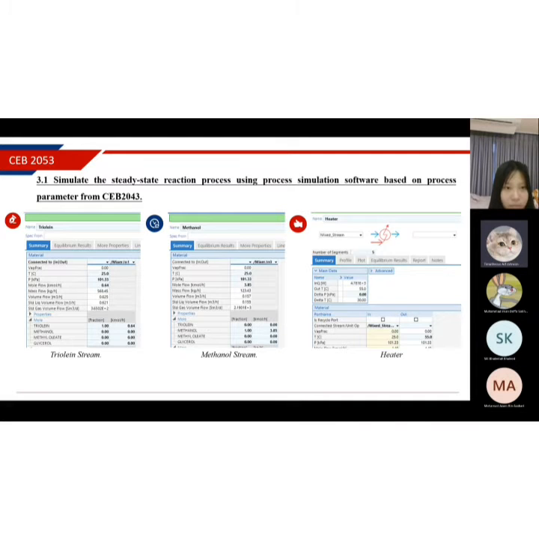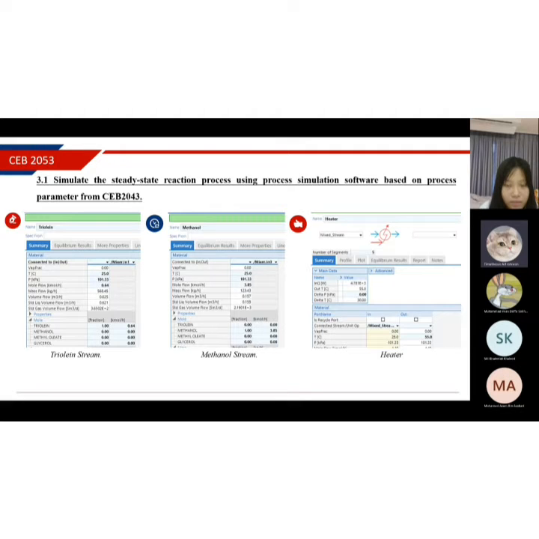And for the mole fraction, we have kept triolein as 1. And for the methanol stream, we have kept both the temperature and pressure the same as triolein, which was 25 degrees and 1 atm. And the mole flow for methanol was 3.85. And this value was also obtained from the manual calculation. The mole fraction for methanol was also set to 1. And once you have inputted the values into both these streams, we will then connect it to a mixer, and both these streams will be mixed.